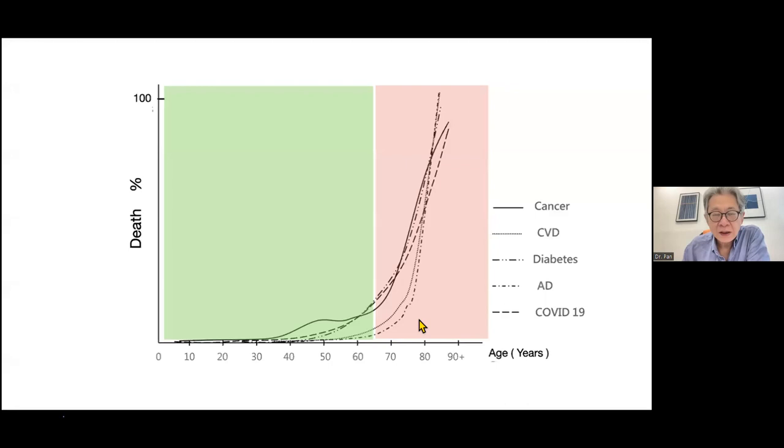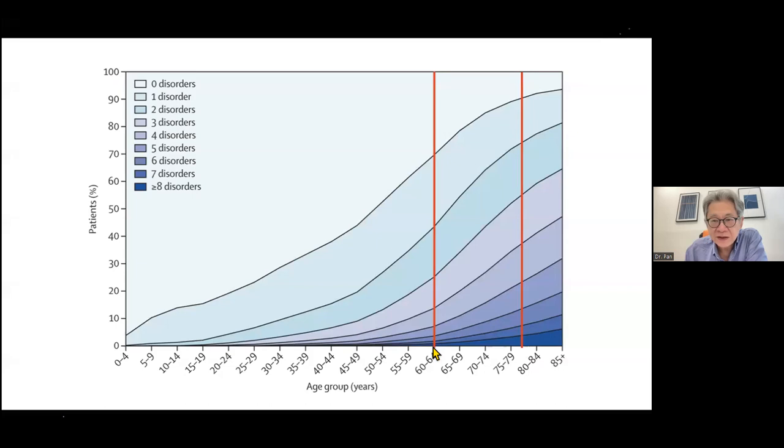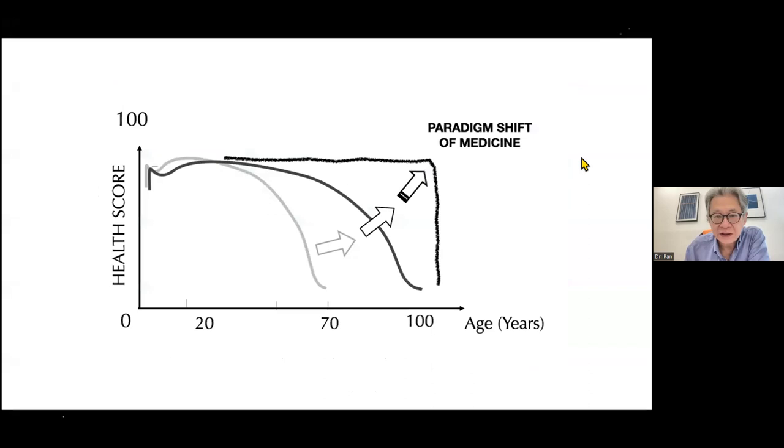As you know, aging is proportional to chronic disease, and I think this goes without saying. Most people after age 60 are going to have at least one or two chronic diseases, and by the age of 80s it's very likely they're going to have five, six, or even eight chronic diseases.